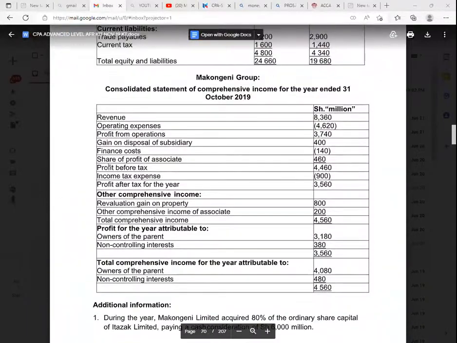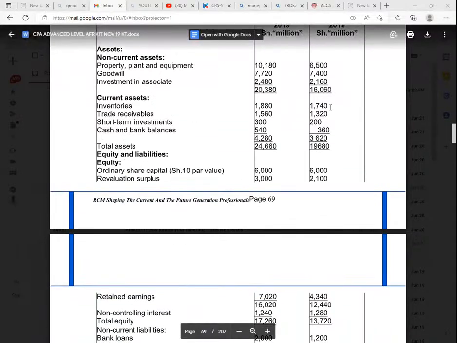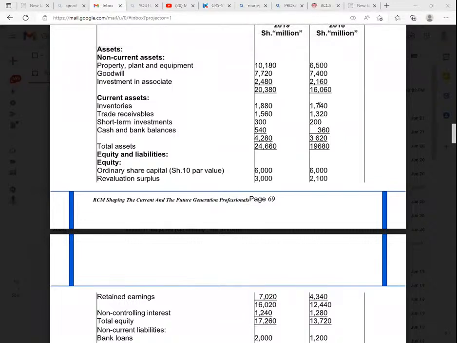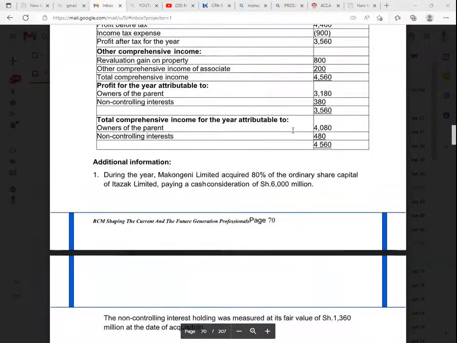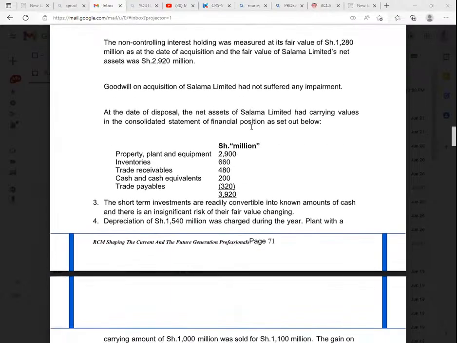So for inventory, I can see the opening is 1740, but for the opening, I must always add the inventory of the acquired, minus the closing, minus the inventory of the subsidiary that was sold. So we have inventories of Razaki, which came on board, of 600, minus the inventories of Salama of 660 that were sold.